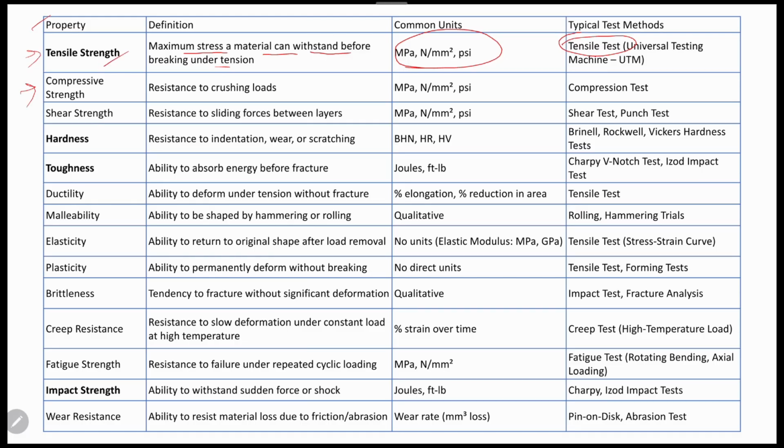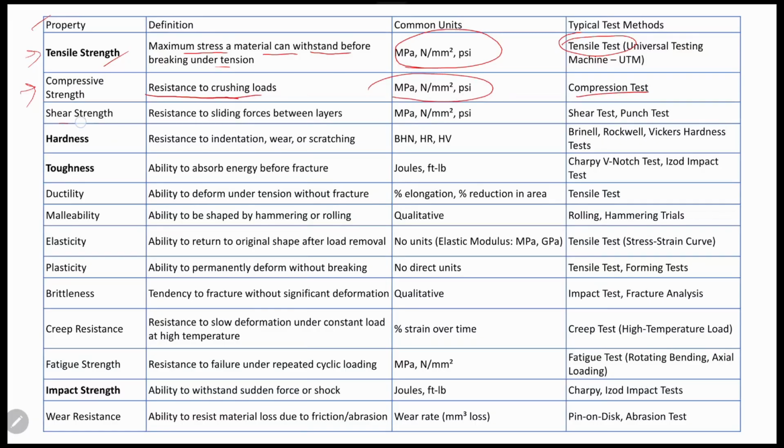The next one is compressive strength. Compressive strength means resistance to crushing loads. That means the maximum compressive stress a material can sustain without crushing or being permanently deformed. So this is the common unit, and we use the compression test.